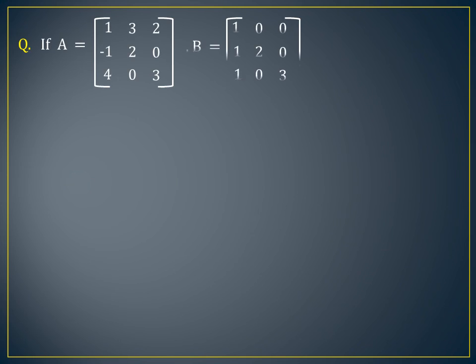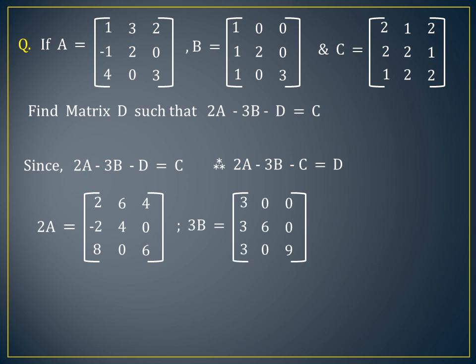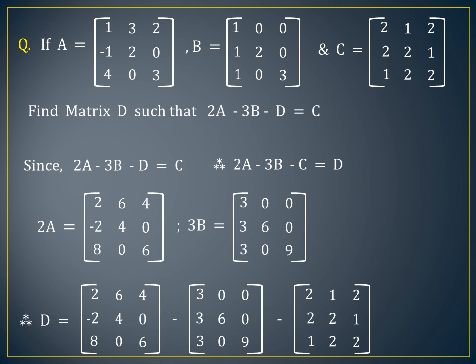Now in the last question we have been given three matrices. We need to find another matrix D, so that 2A minus 3B minus D would be equal to C. So since D matrix is unknown, let's rearrange our question. So we'll have 2A minus 3B minus C is equal to D. So like we calculated in our earlier question, we'll directly write the matrices of 2A and 3B. Therefore D would be written as follows.